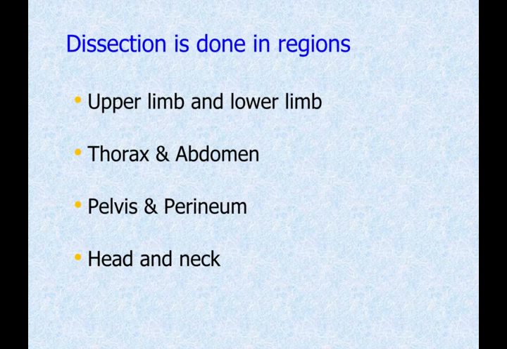Then comes the thorax and the abdomen. It's self-explanatory. You will learn about the thoracic cage and the organs in the thorax, and the abdominal walls, the anterior abdominal wall, and the contents in the abdomen. Then the pelvis and the perineum, where you will learn about the pelvic cavity and the perineum separately. And the last one is the head and neck region. Together with the head and neck region, you will do the brain and the spinal cord structure of the nervous system, which is called neuroanatomy.